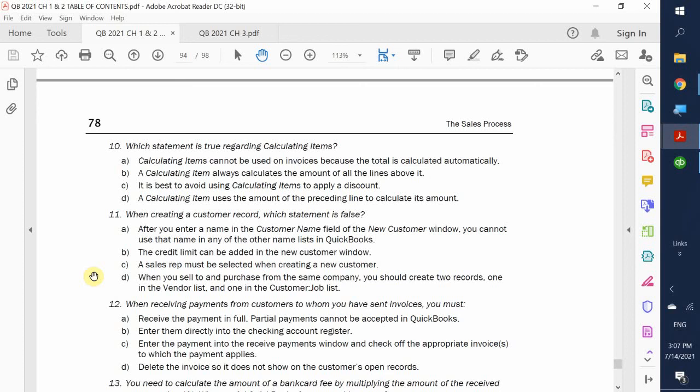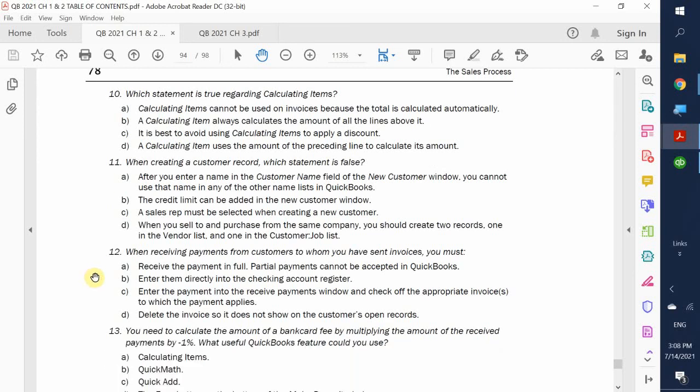D. Okay, number 11. D as in dog? No. We're creating 2 records, one for the vendor, never mind. A. Okay, so let me say it. C. C is the correct answer. So a sales rep must be selected when creating a new customer. Is that true? No. You're not obligated to have a sales representative take care of your customer, right? So in this case, C is the correct answer because it's looking for what is false.